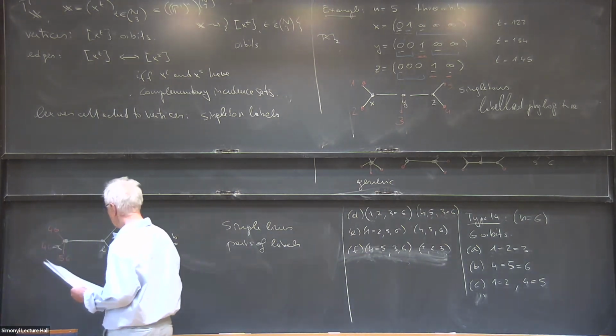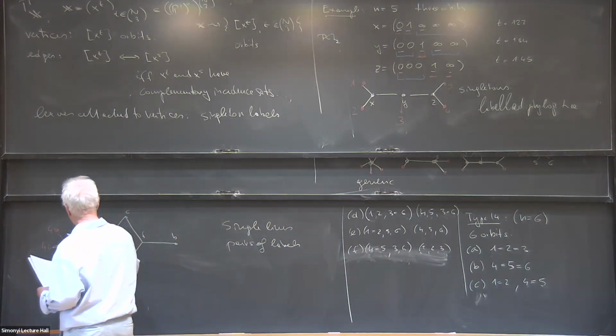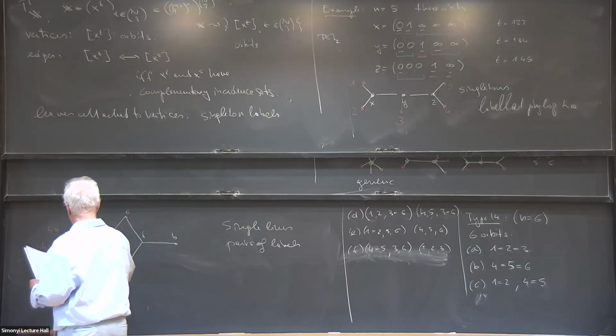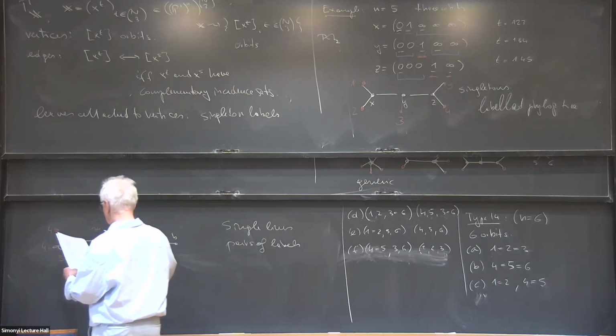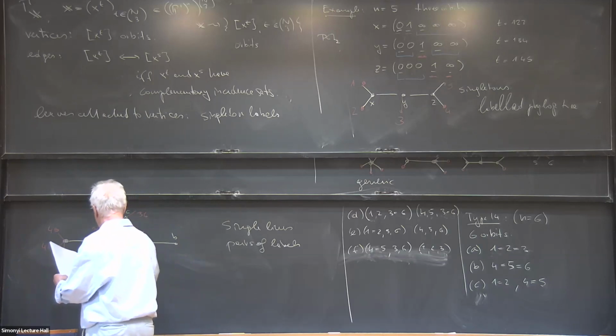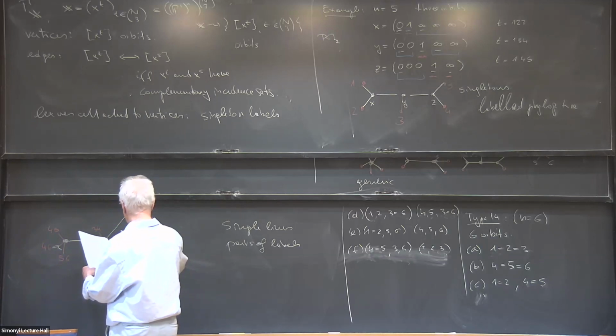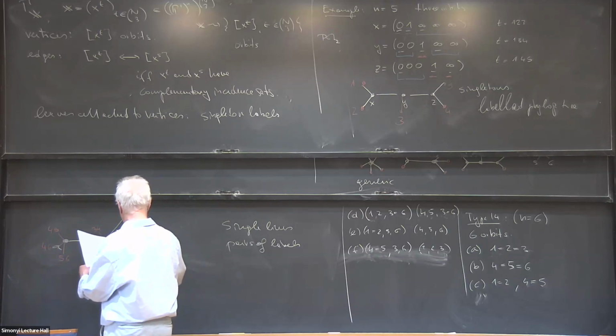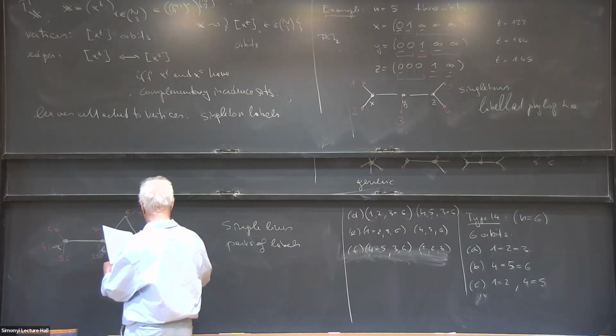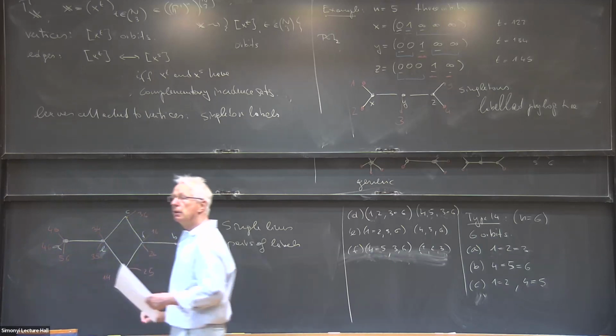And I continue. Here we get 3, 4. Here we get 3, 5. In C, we get 3, 6. In D, we get 1, 4, the line 1, 5, the line 2, 4, the line 2, 5. In F, we get 1, 6, and 2, 6. And in B, we get 3, 1, 2, 1, 3, and 3.